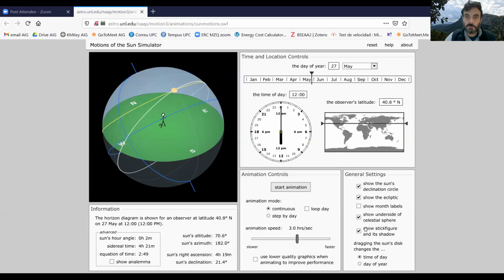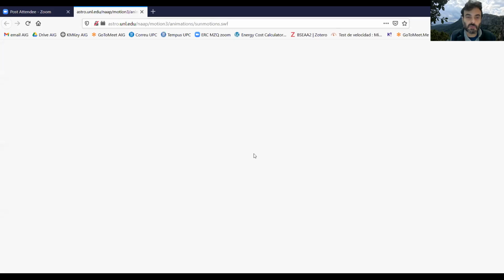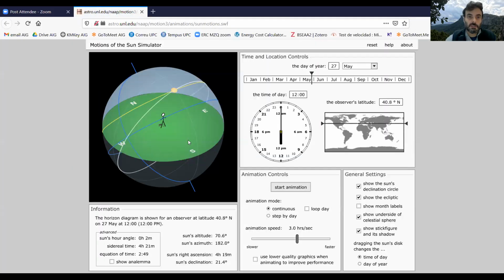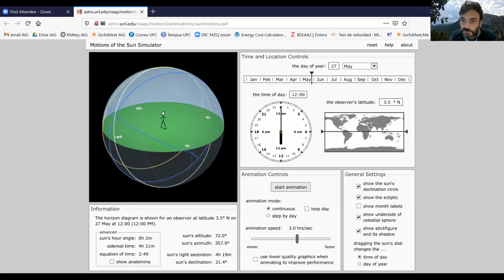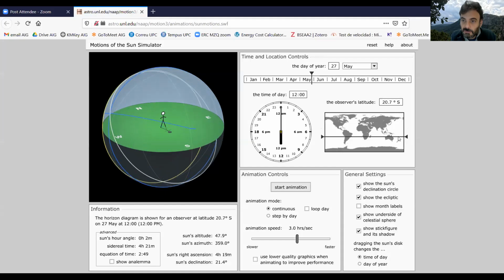Can you see this now? Yes, it's a website. Okay, this is called the animation, sun motion. In here you can put the latitude. We can go to Mozambique, for instance, and you can check the time of the year.